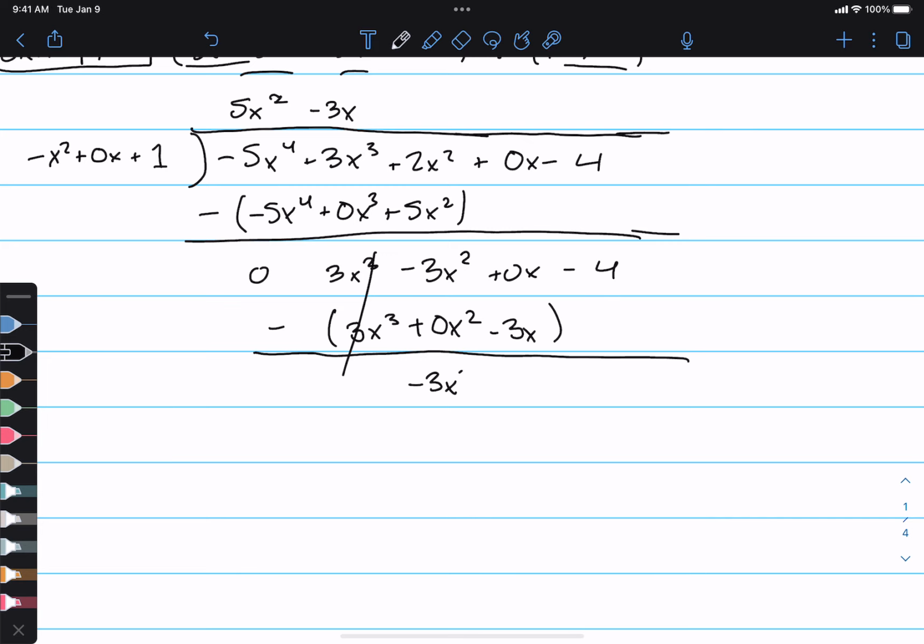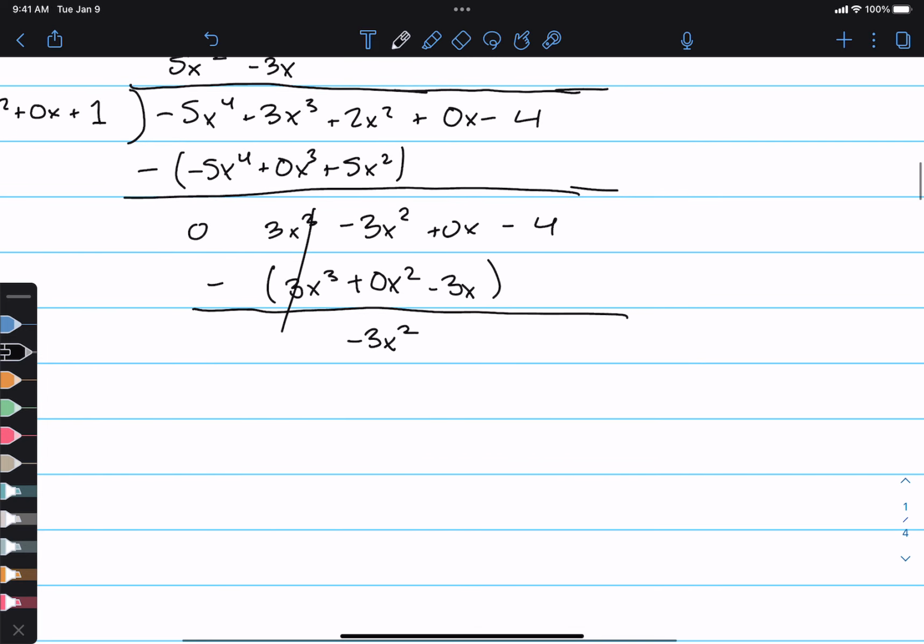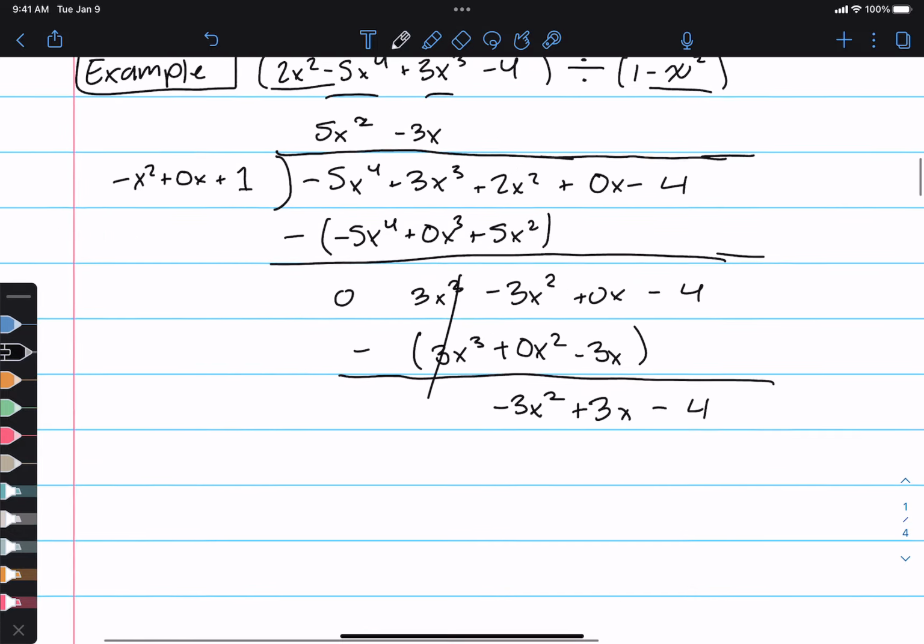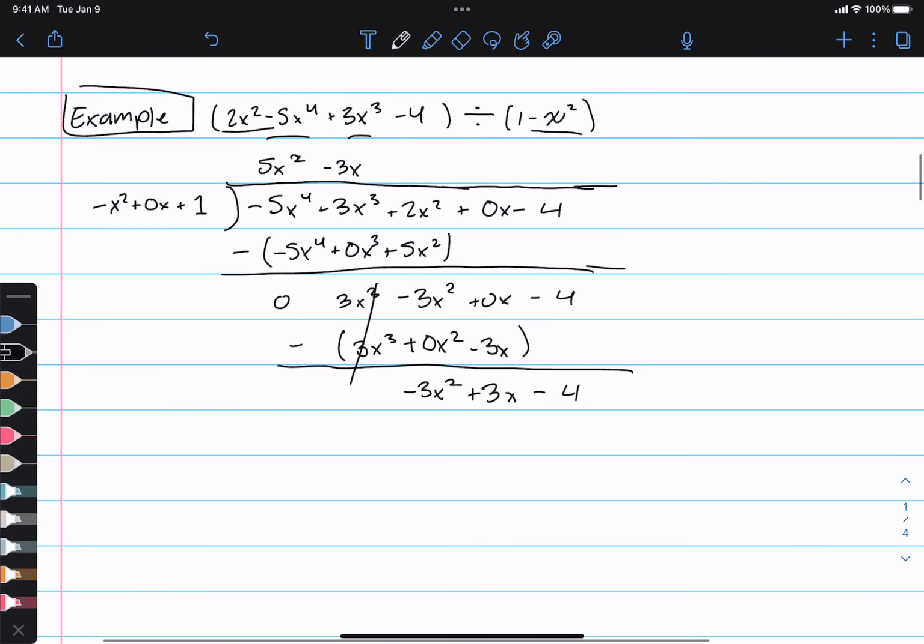This drops down to negative 3x squared. And then our signs change because it's a negative and a negative, so we're going to get plus 3x. And then minus 4. And then this is the last time we can do something, right? Because that's the order right here.